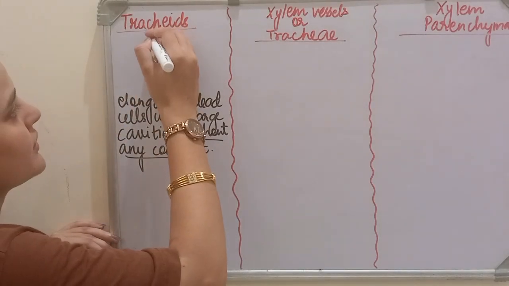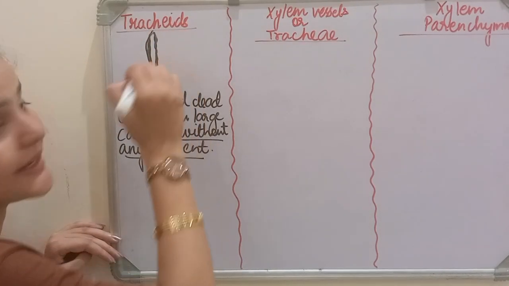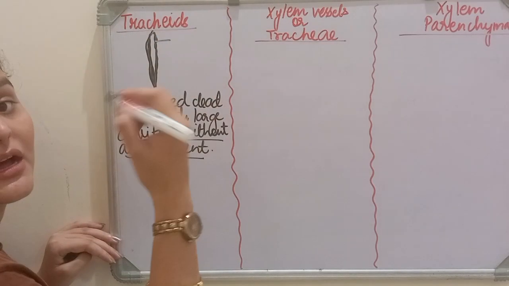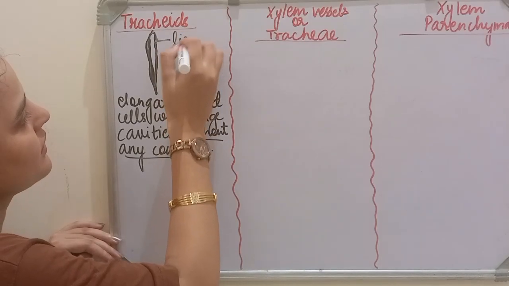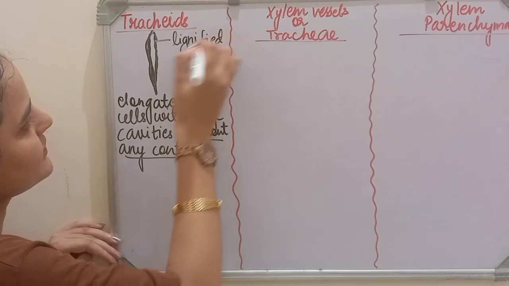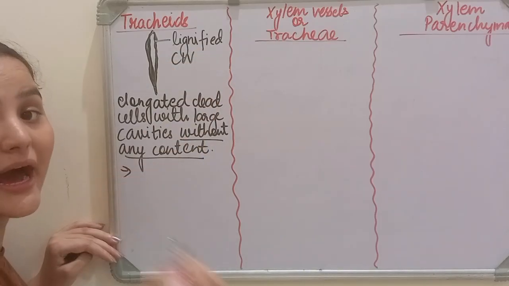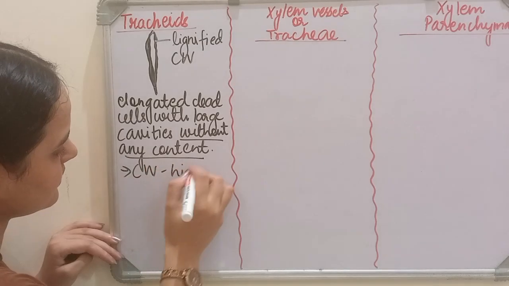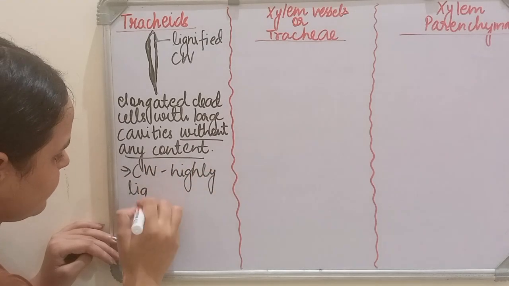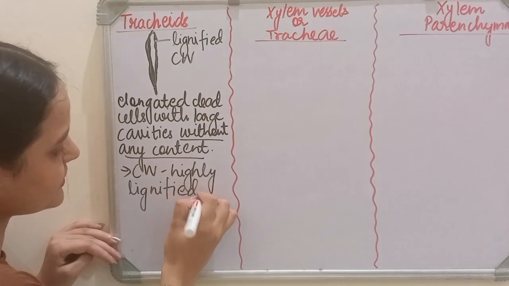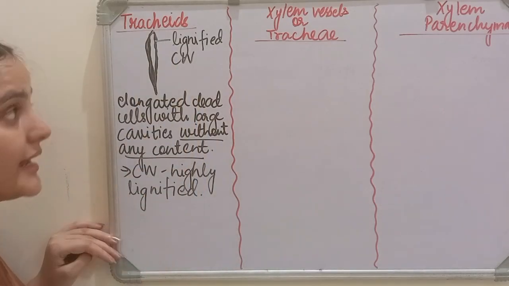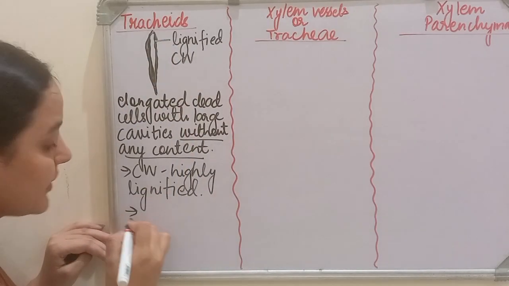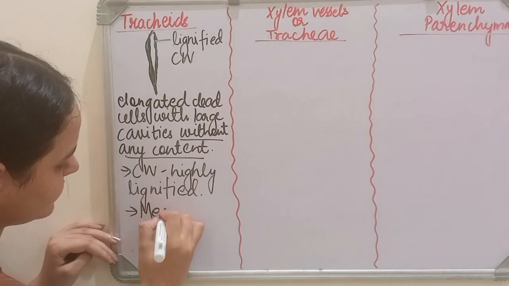Okay. Now they have deposition of lignin on the outer boundary of the cell wall. So they have a lignified cell wall. So they have high content of lignin on the cell wall. So the cell wall is highly lignified, which makes it very strong, okay, and because of that it provides mechanical support to the plant. So its function is to provide mechanical support.